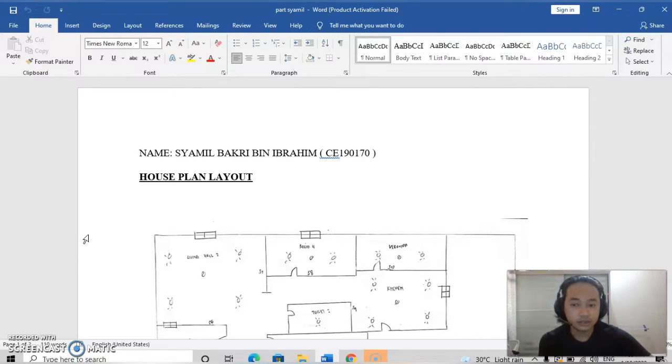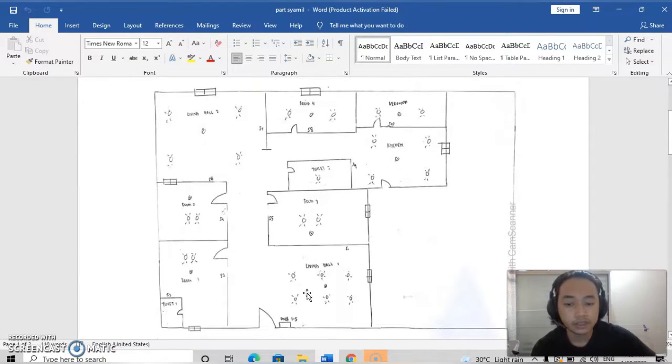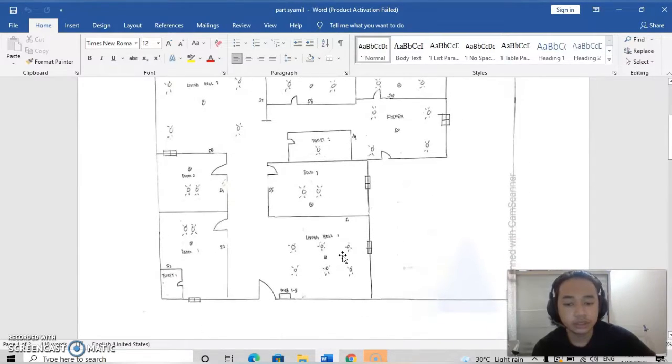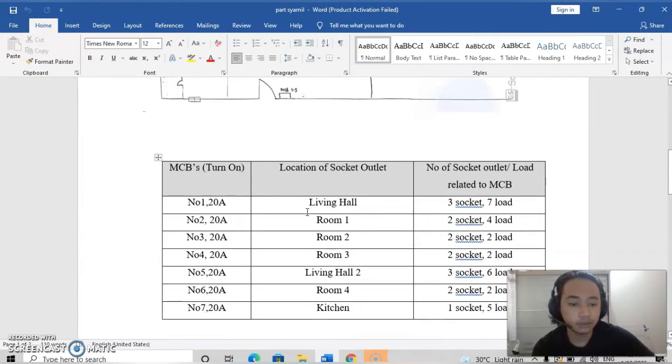So today I would like to explain about this Lab4 MPE, which requires us to do the load and lighting circuit combined with power circuit. As you can see, I already put the house plan layout here with the MCB, load, and the switch socket outlet. Okay, this is the table that I put.